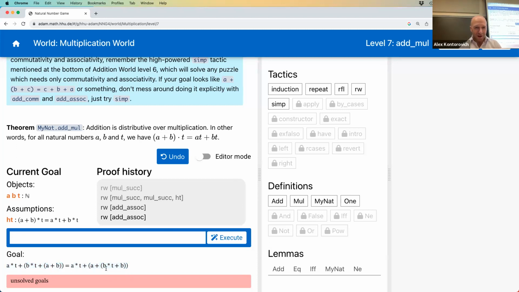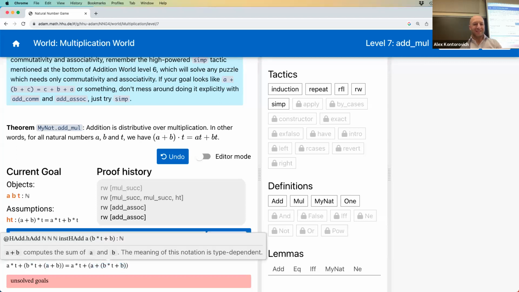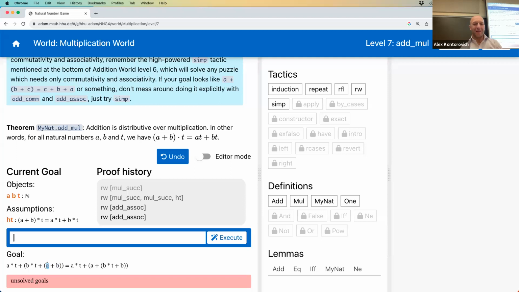Now I want to get plus A plus B. There's a variety of ways of doing this. We could commute this, put the B on that side. You don't have to do it. Yep, add_comm, let's do A B. That'll flip this B and A. Then let's do another commutativity of B times T and B.